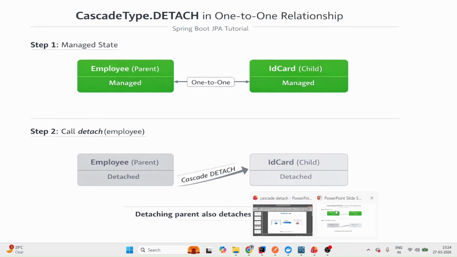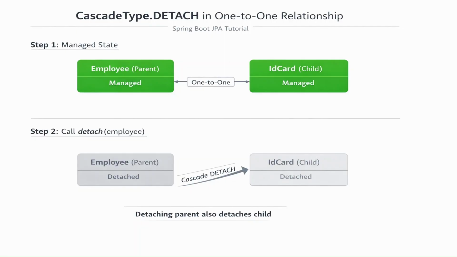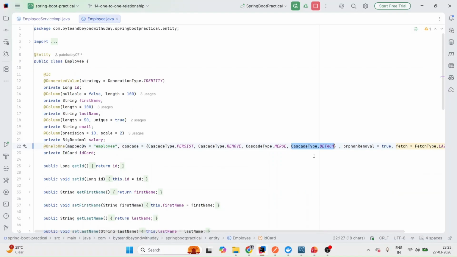So let me show you the slide as well. When the employee entity is managed, the ID card is also going to be managed. But when I use the cascade type detach, if I detach the employee, the ID card is automatically going to detach. So detaching the parent also detaches the child. That is it. So our slides end over here, and with this slide, our video also ends over here.